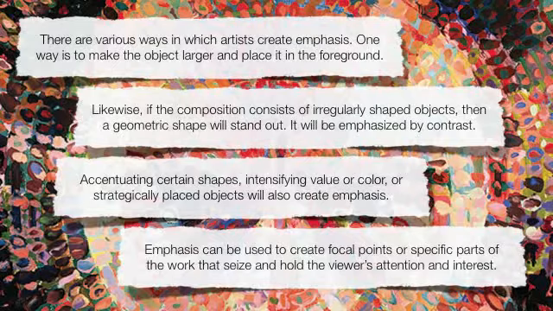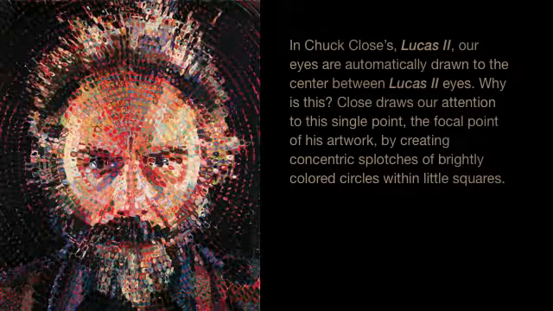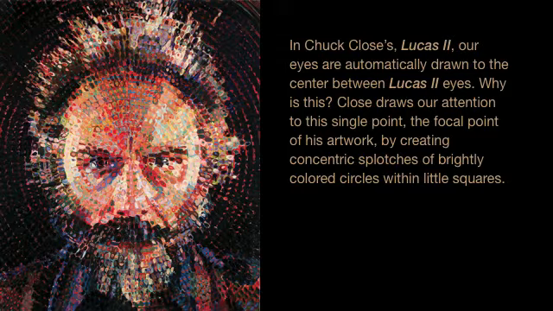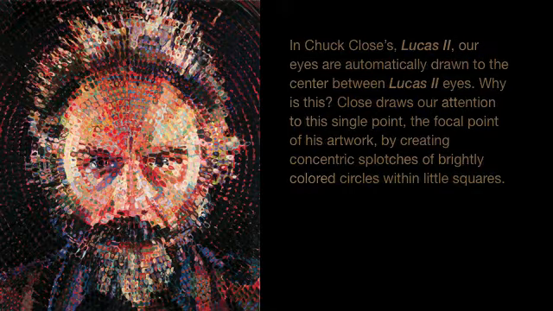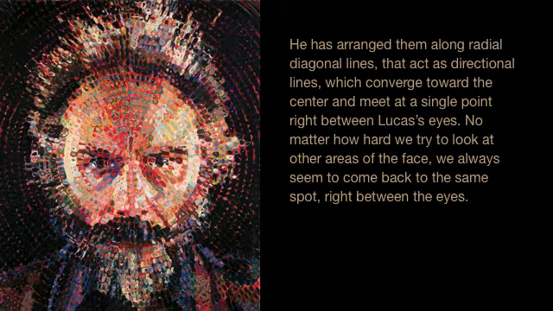In Chuck Close's Lucas II, our eyes are automatically drawn to the center between Lucas II's eyes. Why is this? Close draws our attention to this single point, the focal point of his artwork, by creating concentric splotches of brightly colored circles within little squares. He has arranged them along radial diagonal lines that act as directional lines, which converge towards the center and meet at a single point right between Lucas's eyes, like a bullseye. No matter how hard we try to look at other areas of the face, we always seem to come back to the same spot, right between the eyes.